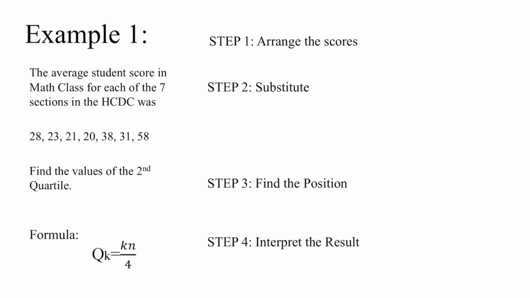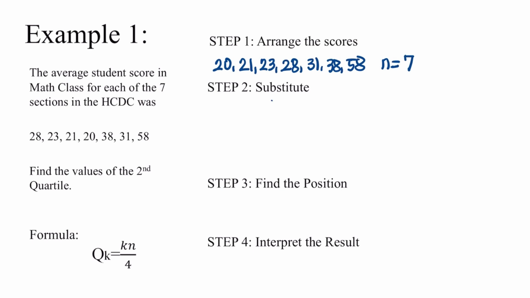Step 1, arrange the scores. In this case, we're going to arrange the scores in logical order. That is 20, 21, 23, 28, 31, 38, 58. Therefore, n is equal to 7. Next, we will substitute it to the given formula.